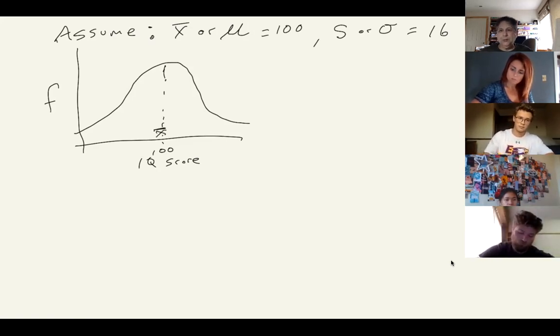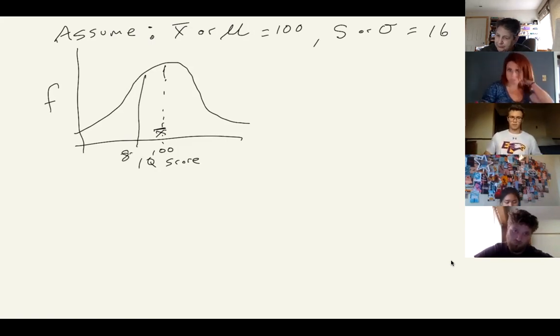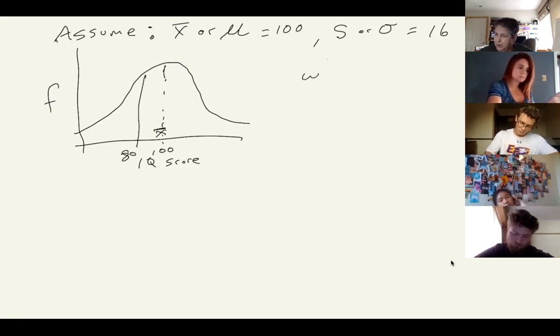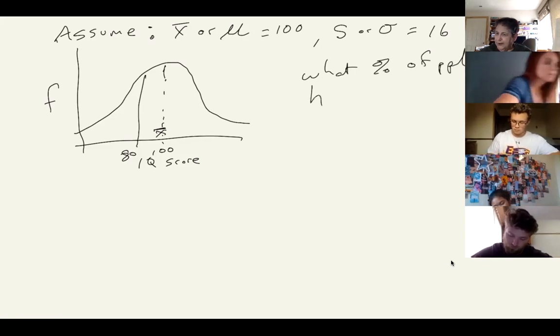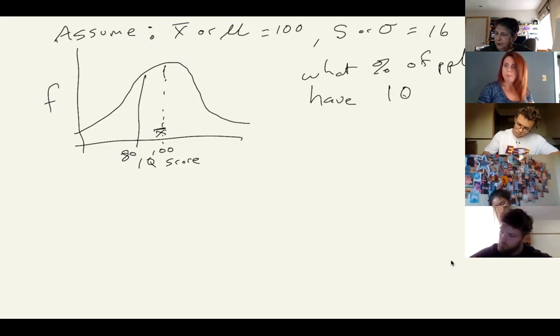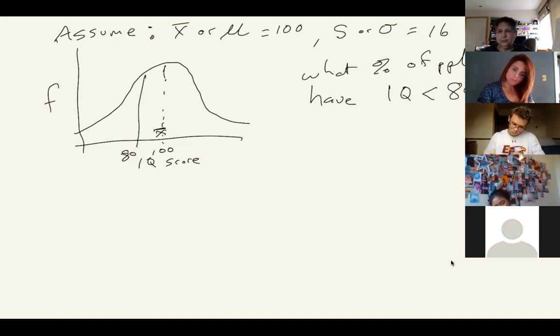An IQ of 80 is below 100. For your picture, it does not matter how far below 100 you draw it. You just have to put it on the correct side of the mean. So here is an IQ of 80. You want to know what percentage of people have an IQ less than 80.